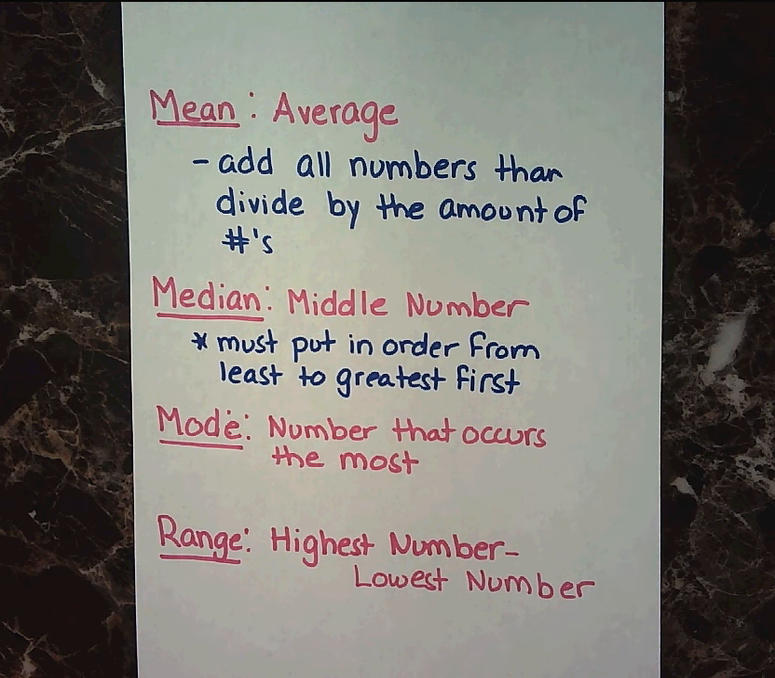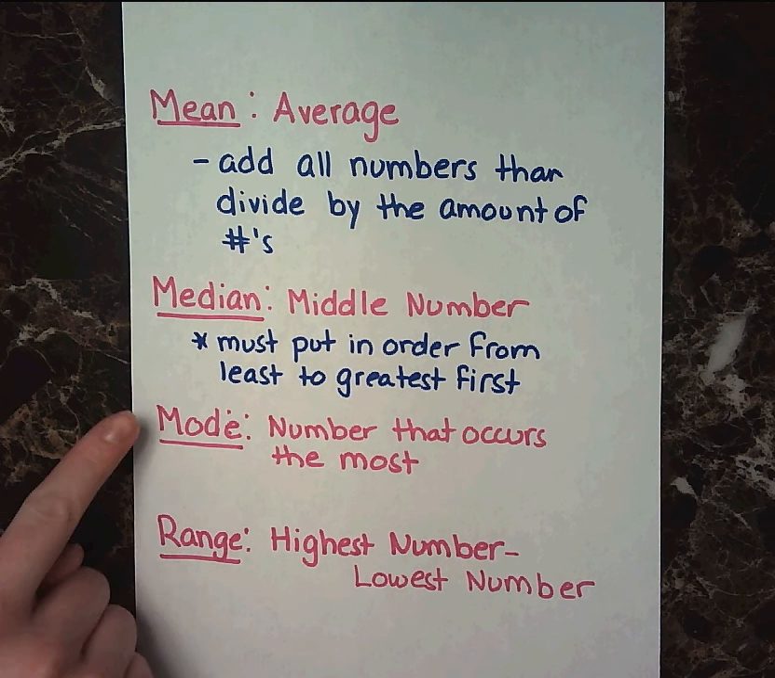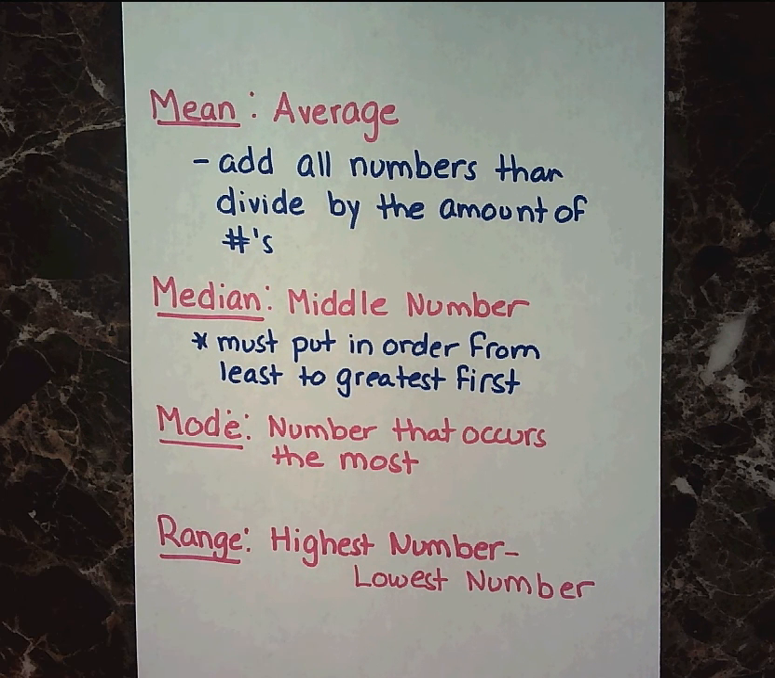Hi guys, so today we're going to continue talking about the measures of central tendency. I know for the past day of class or so, we learned about 4 different types. We learned about the mean, the median, the mode, and the range. So we're just going to review those and we're going to see if we can calculate some on our own.